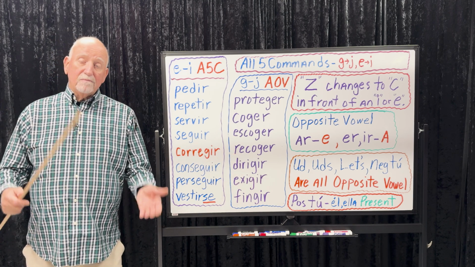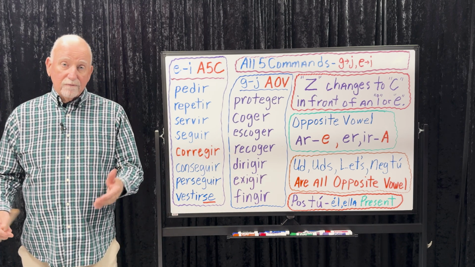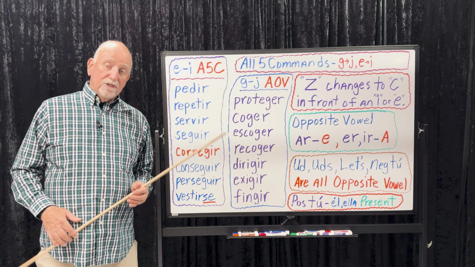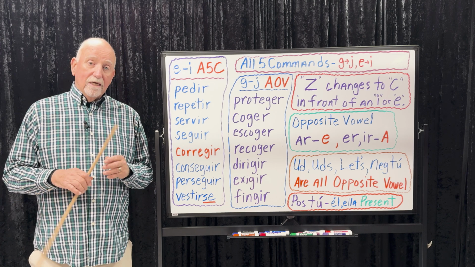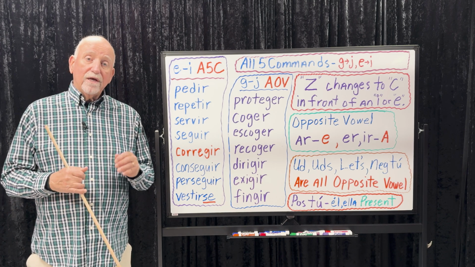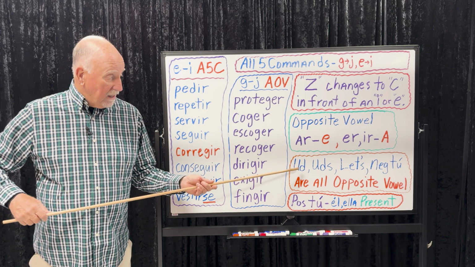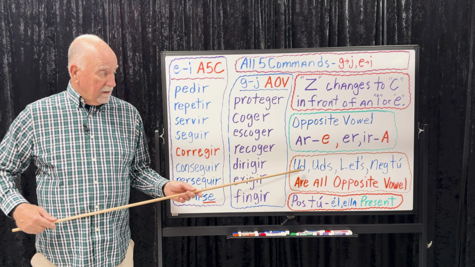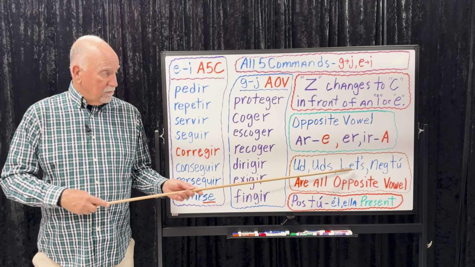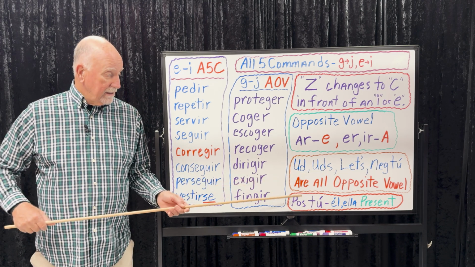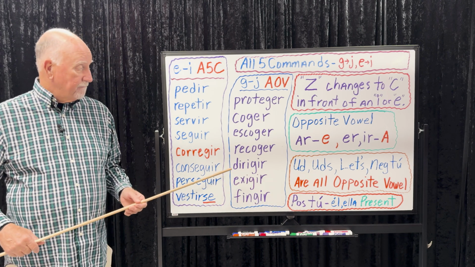Recoger means to pick up, like pick up the trash or pick up something. So recojo with a J-O is the yo form. Change that O to an A, you have recoja with a J. The J all the way through here. Recoja, recojan, recojamos, no recojas. And then recoge with a G.